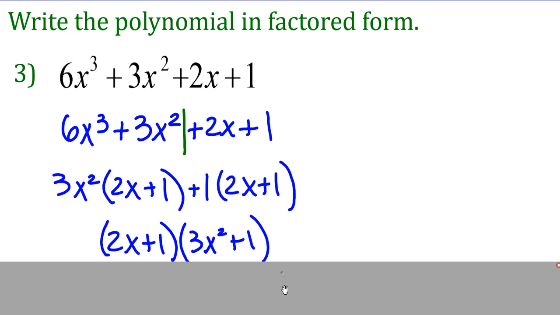How would you check and make sure this is correctly factored? Take 2x plus 1 times 3x squared, see what you get. Take 2x plus 1 times 1, see what you get. Combine your like terms. You should have your original polynomial, 6x to the third plus 3x squared plus 2x plus 1.